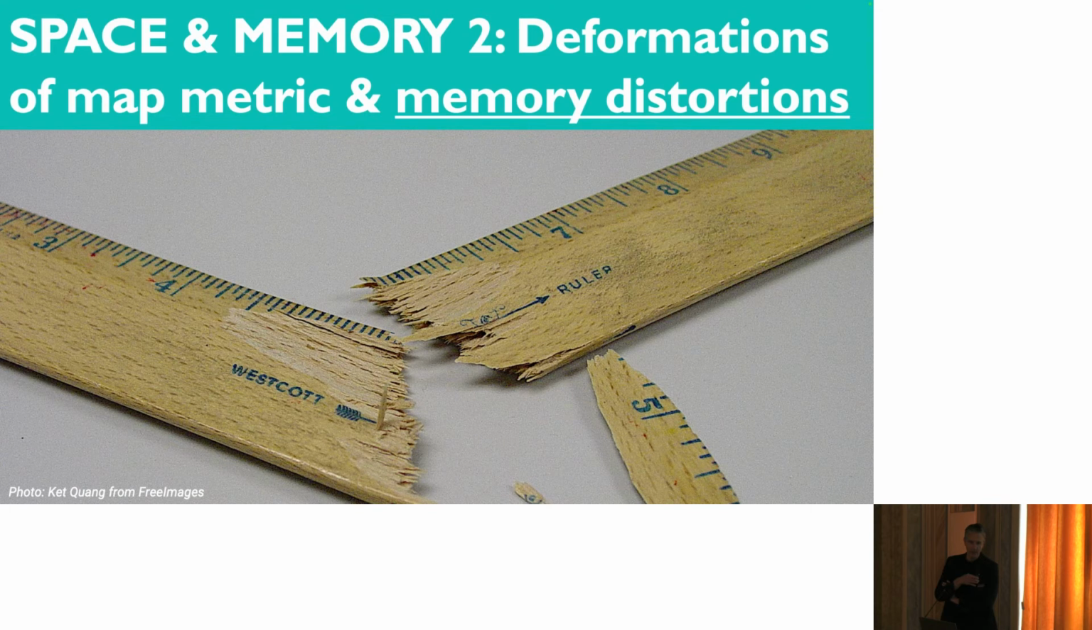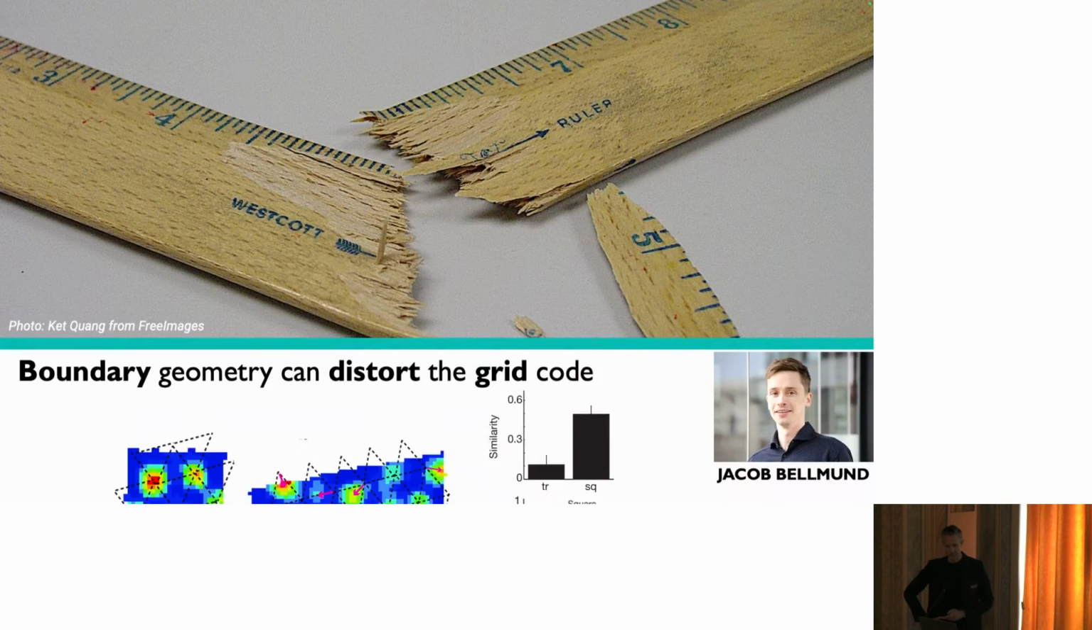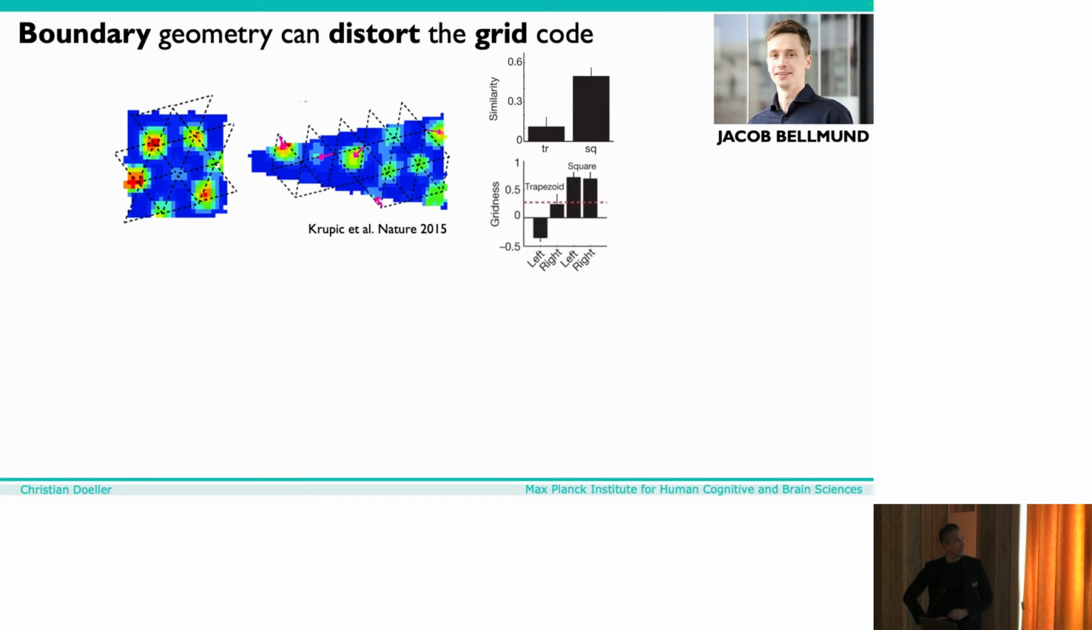Let's move on. I want to give you a second example on spatial navigation where we wanted to understand the underlying representation by deforming the cognitive map, if you like. This is work done by Jakob Bellmuth, the previous postdoc in the lab. That project started with some findings in systems neuroscience by Julia Kupich and John O'Keefe's lab, where they recorded grid cells in a highly polarized environment, a trapezoid.